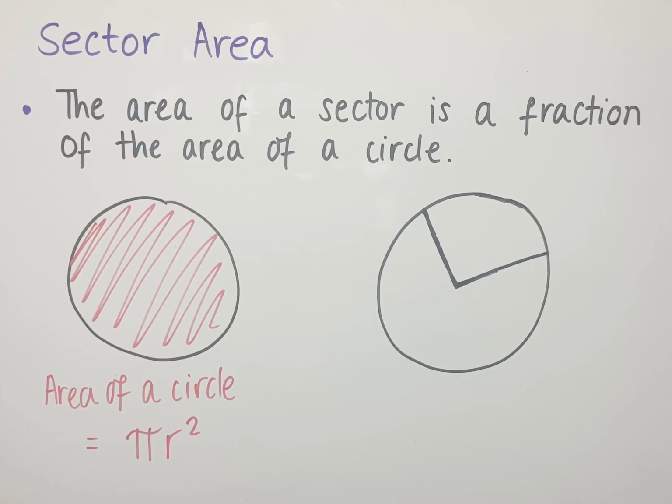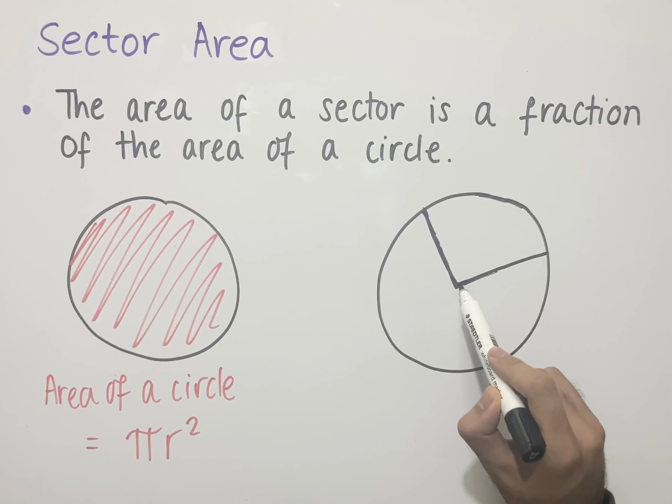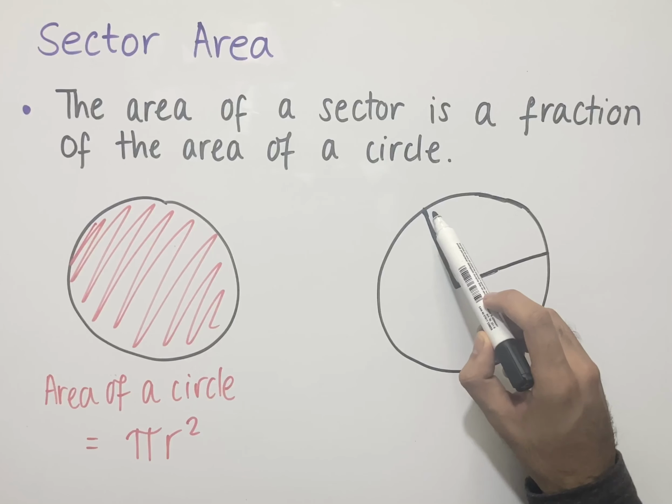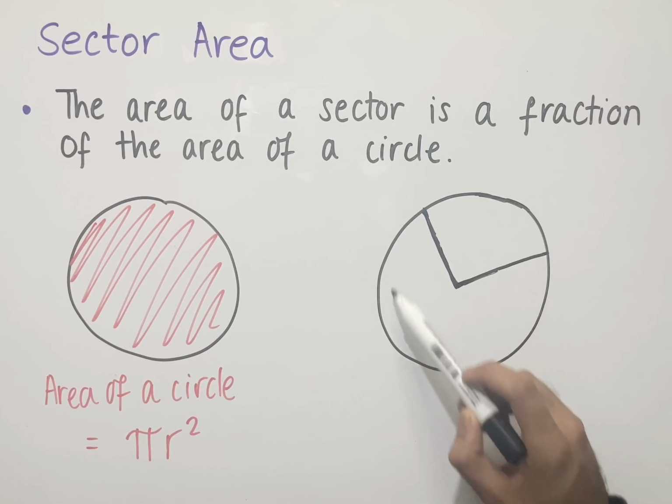And so let's say we wanted to work out the area of a sector. So just remember that a sector is a portion of a circle enclosed by two radii. So in this case, we've got the center of this circle here, and we've got two radii here. And so we've got the minor sector and the major sector.